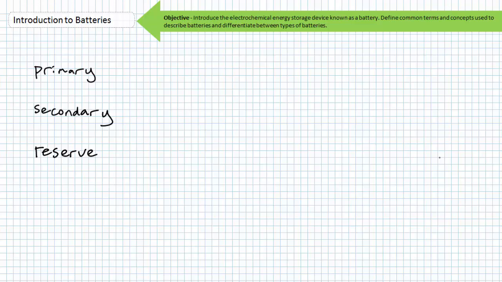Sometimes individuals identify a third type of battery in the form of a reserve battery, meaning a battery intended for long-term storage with an inherently low self-discharge rate. Reserve batteries sometimes physically isolate or render chemically inert the active materials central to the electrochemical reaction until such time they are needed for use.